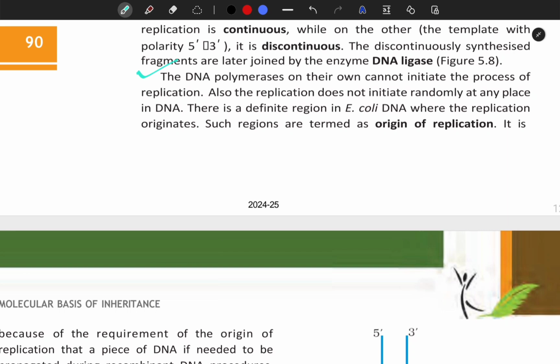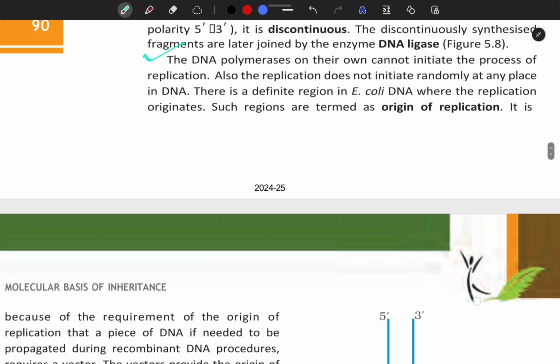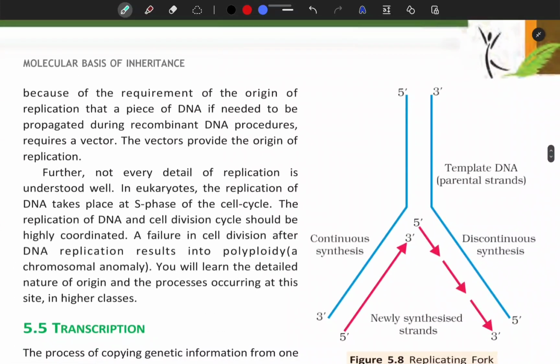Also, the replication does not initiate randomly at any place in DNA. There is a definite region in E. coli DNA where the replication originates. Such regions are termed as origin of replication. It is because of the requirement of the origin of replication that a piece of DNA, if needed to be propagated during recombinant DNA procedures, requires a vector. The vectors provide the origin of replication.